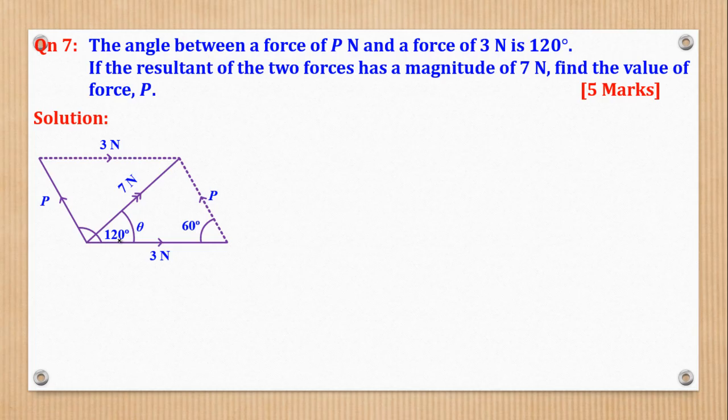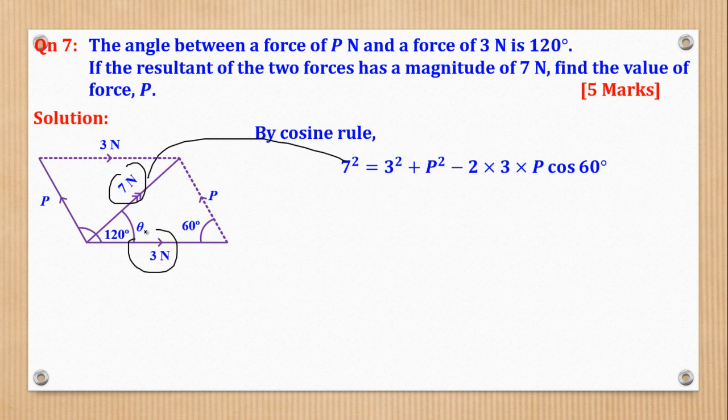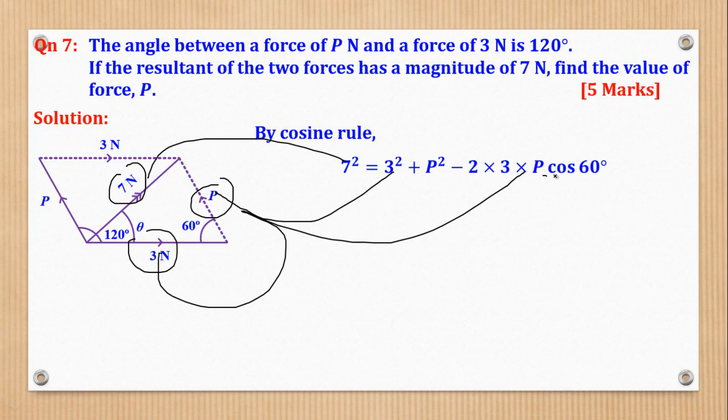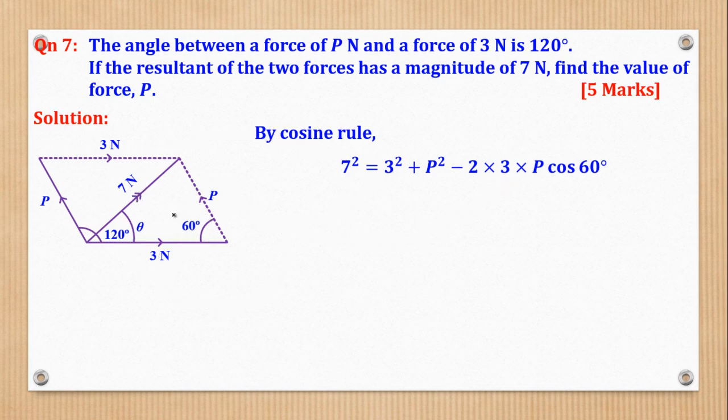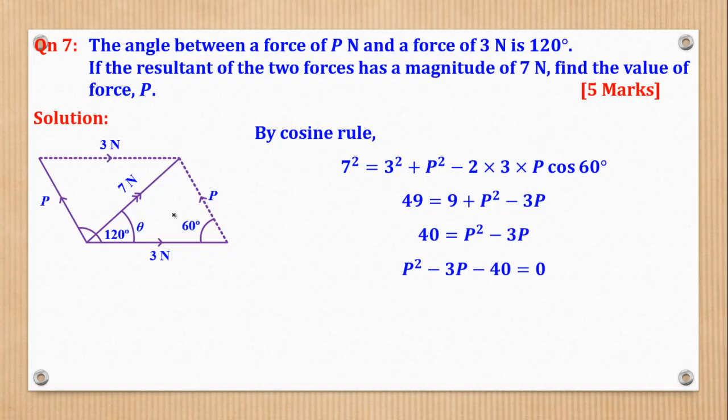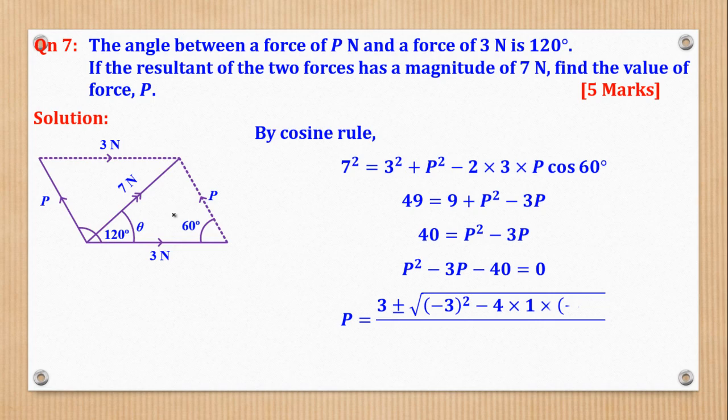So after drawing the first diagram, next is to use the cosine rule. So the cosine rule says this squared will be equal to 3 squared plus P squared minus 2 times 3 times P times cos 60, where 60 is this angle enclosing the 2. Simplify to get a quadratic. Then you can solve the quadratic equation to get the two values of P. But P will not be negative, so we shall take P as 8.